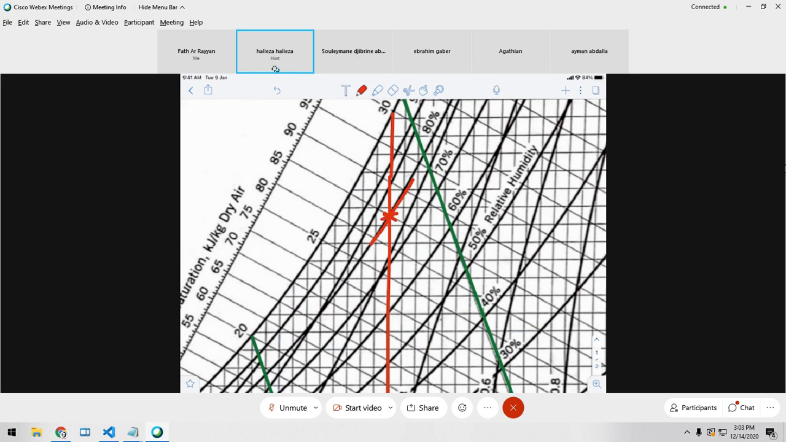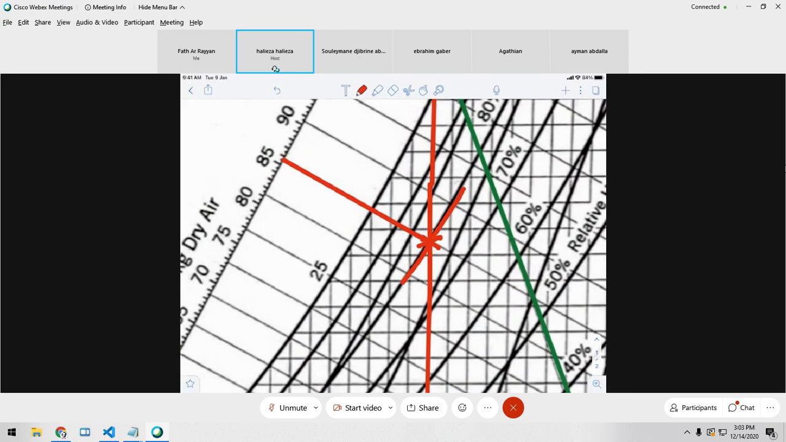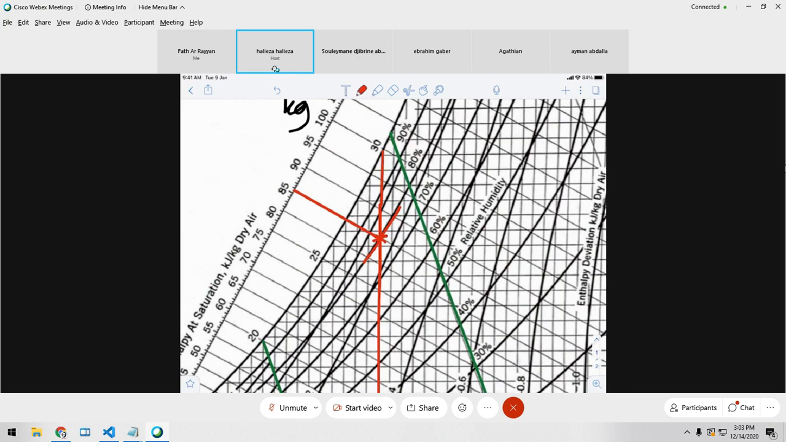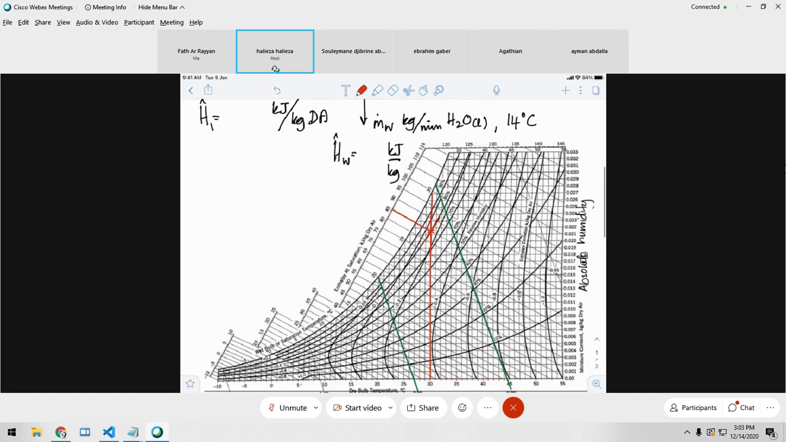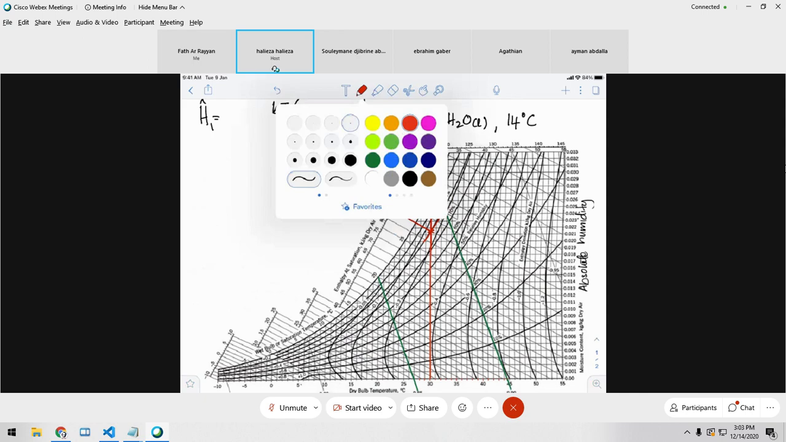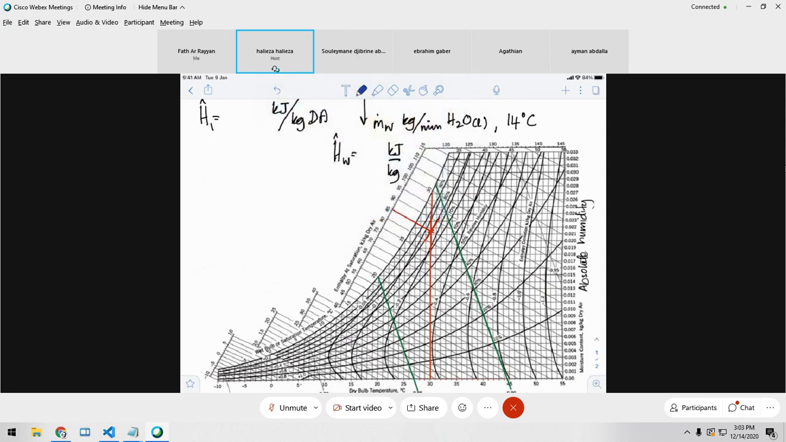To read the enthalpy, all you have to do is project it up to the enthalpy scale. So what is that value? That's about 85.5, which is for saturation. Now we need to find the enthalpy deviation. Where is the enthalpy deviation? I'll use a different color, blue, so that we will not be confused. So this is the enthalpy deviation.